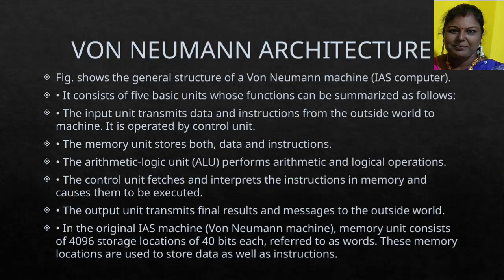Let's take a look at the general structure of a von Neumann machine, also known as the IAS computer. It's built around 5 key units, each with a clear role. The input unit brings data and instructions from outside into the machine, guided by the control unit. The memory unit holds both data and instructions together. The arithmetic logic unit, or ALU, handles all the calculations and logic. The control unit fetches and decodes instructions, making sure they get executed. Finally, the output unit sends the results back out. In the original IAS machine, memory had 4,096 locations, each storing 40-bit words, used for both data and instructions.